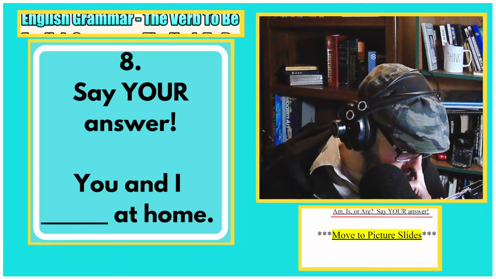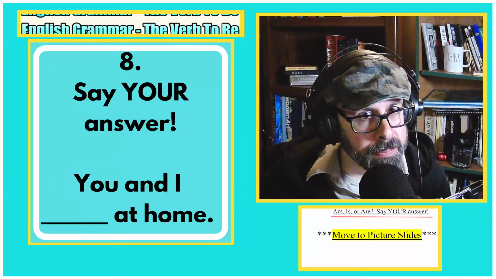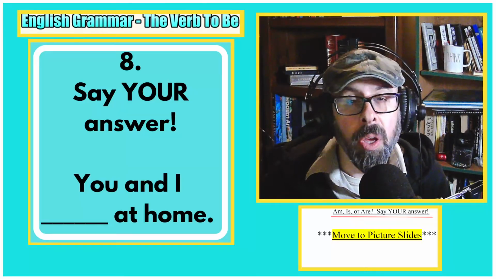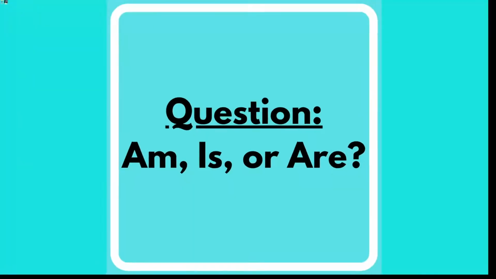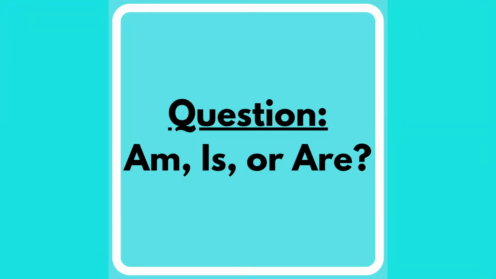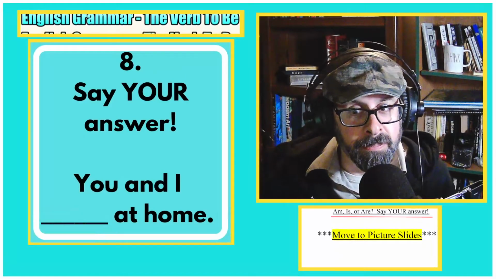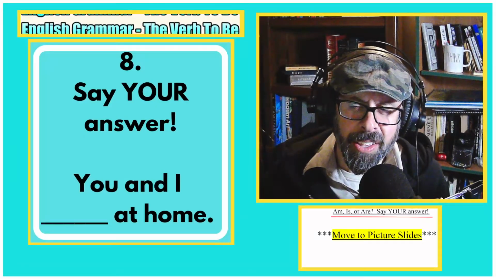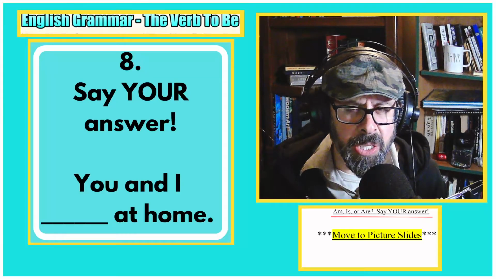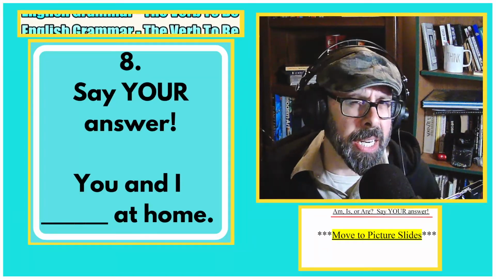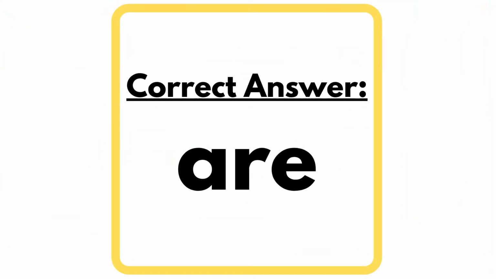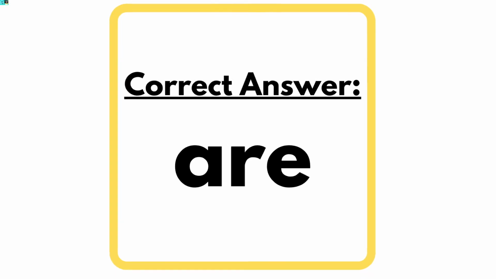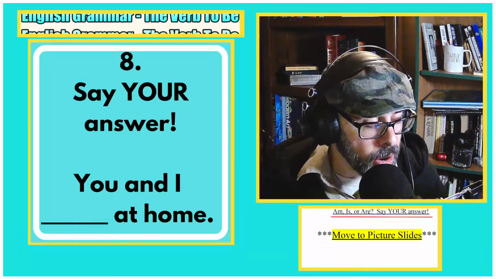Number 8, say your answer. You and I, blank, at home. Which one is correct? Am, is, or are? Correct answer: you and I are at home. Correct answer, are.